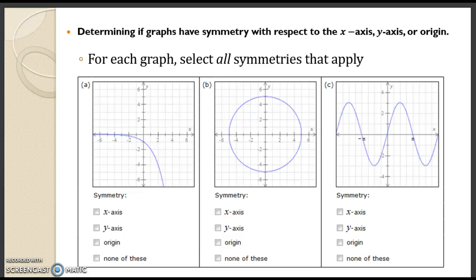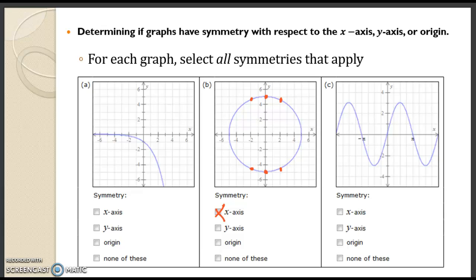Also, we have the point, let's do 0, 5. That point plots down when we flop it to 0, -5. And each of these points do the same, right? They kind of flop over that x-axis. So it has x-axis symmetry.